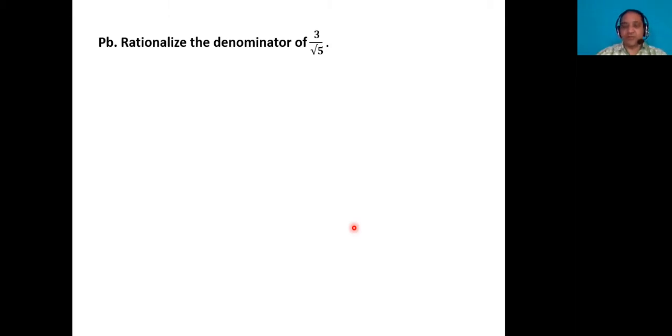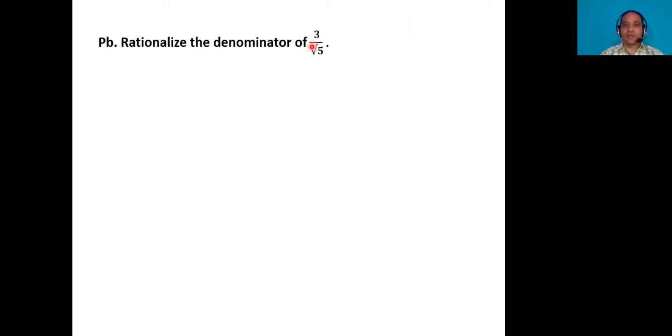Here we are going to deal with the next type of questions. These problems will mostly be of this type: rationalize the denominator of the given irrational number. Here the denominator in this number is square root 5. The number is 3 upon square root 5. So we have to rationalize the denominator.